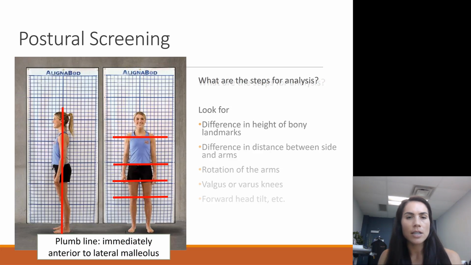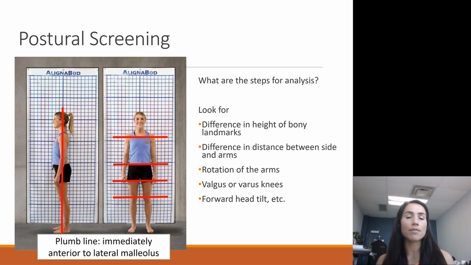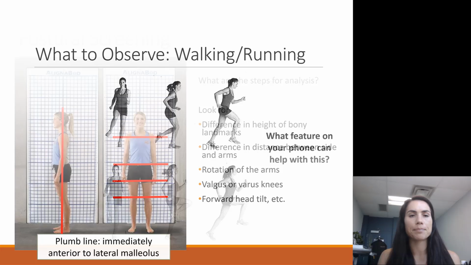So what are the steps for analysis? First thing is you want to look for differences in the height of the bony landmarks. For instance, if you draw a line in front of the patella and you see that that line is going this way or this way and it's not completely horizontal, what that tells you is that there's a little bit of deviation. You want to look for distances between the arms. As you have someone stand there and you see a distance between that elbow and the side, look for differences between the left side and the right side. You want to see if the arms are rotating forward or backwards. Usually people have a forward rotated arm because they have a really tight chest. You want to look for knee valgus or varus, as well as a forward head tilt, and that's something you can see in that sagittal plane.